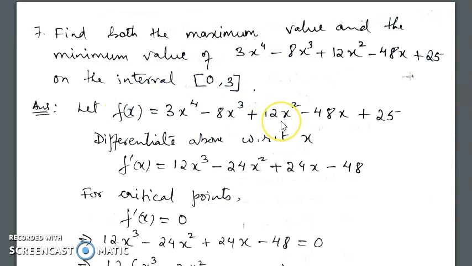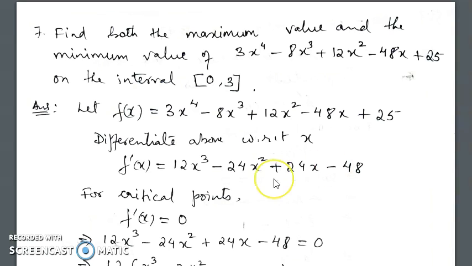So given that function, differentiate it with respect to x. That is the first step of the working rule. You will have 3x^4, differentiate that one, you will have 12x cubed. For 8x cubed, you will have 24x squared. For 12x squared, you will have 24x. And then minus 48x, you will have 48.